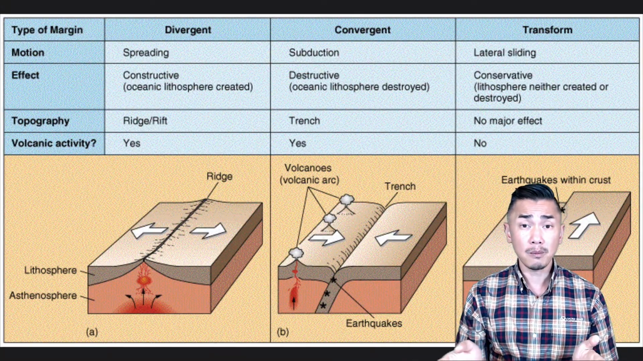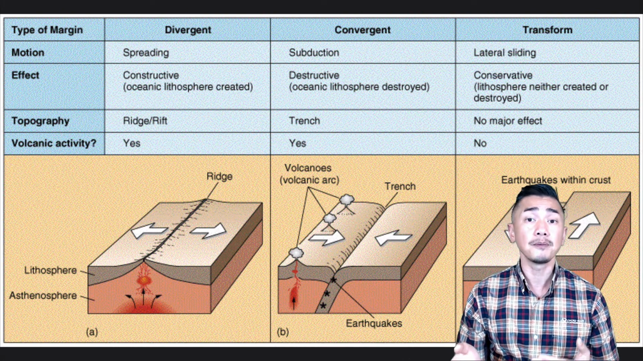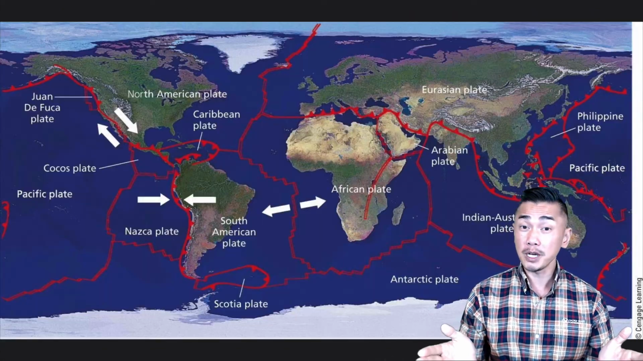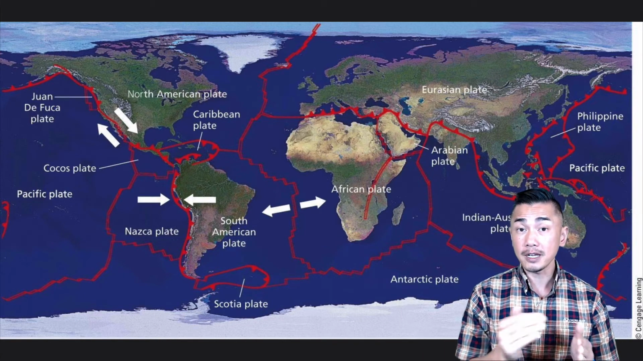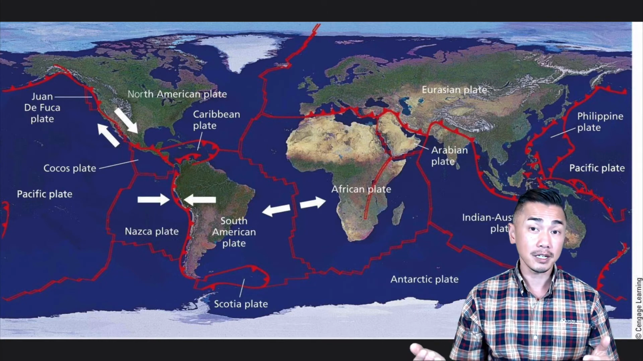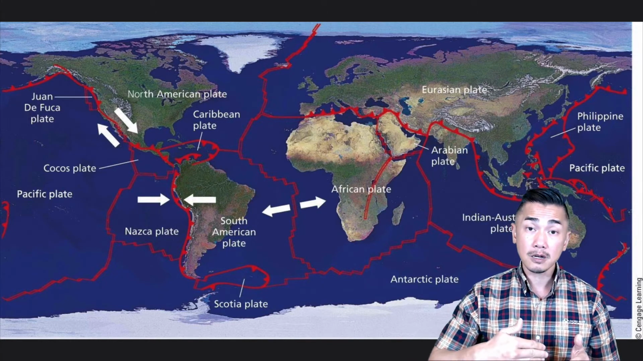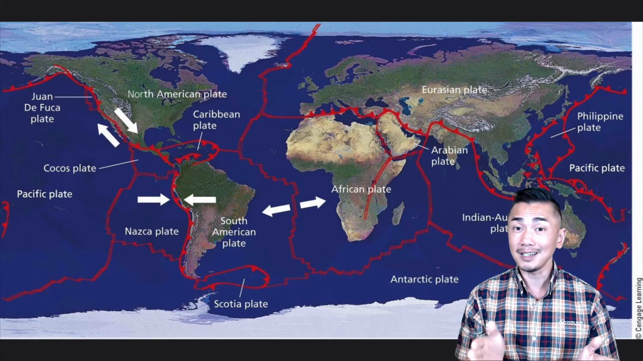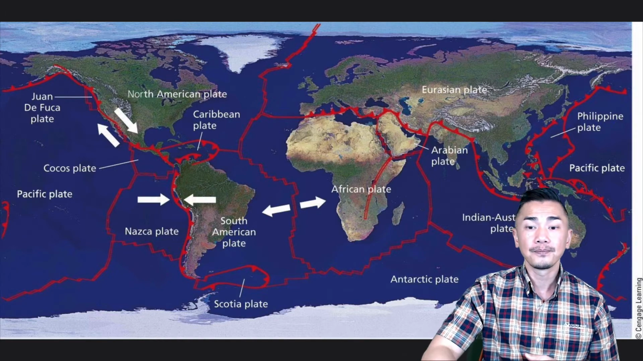This table summarizes the similarities and differences between the three different types of plate boundaries. This map shows the major plate boundaries and highlights a transform boundary in North America where the San Andreas Fault is, a convergent boundary in South America, where the Andes Mountains are, and a divergent boundary in the Atlantic Ocean, where the Mid-Atlantic Ridge is.